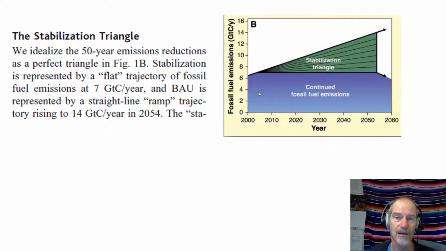Well, so then they said, what would be the ideal amount of fossil fuel emissions over that 50-year period? And they drew this line here. And they said, blah, blah, blah. Stabilization is represented by a flat trajectory of fossil fuel emissions at 7 gigatons of carbon per year. So boy, it's so easy to just skip right over that. 7 gigatons, 14 gigatons, and we need to do something.